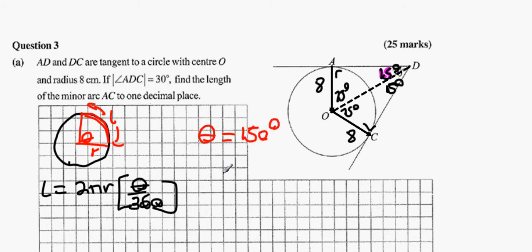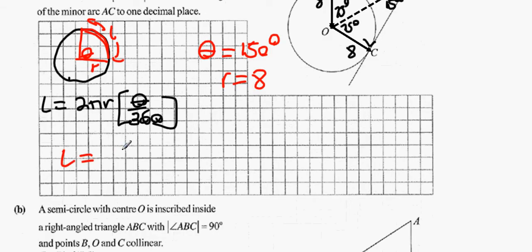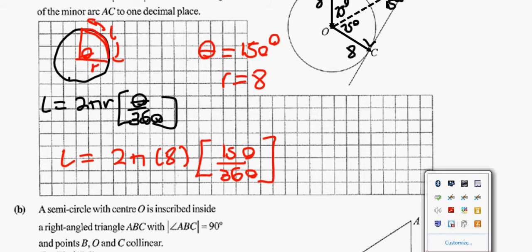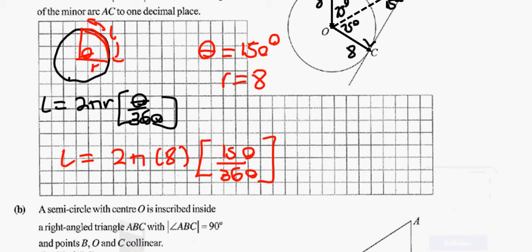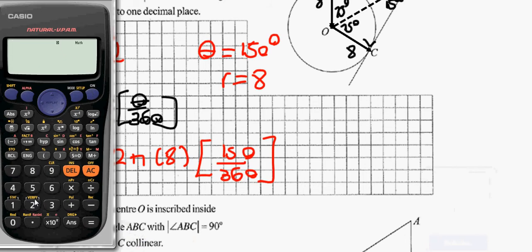The radius is 8. This will mean the arc here is going to be L equals 2 pi multiplied by 8 multiplied by 150 divided by 360. And what we can do is enter that directly into the calculator. Okay, so we're just going to enter that directly into the calculator and see what happens. So 2 pi multiplied by 8 multiplied by 150 divided by 360. Now as you can see, I seem to have forgotten my 8 back here.